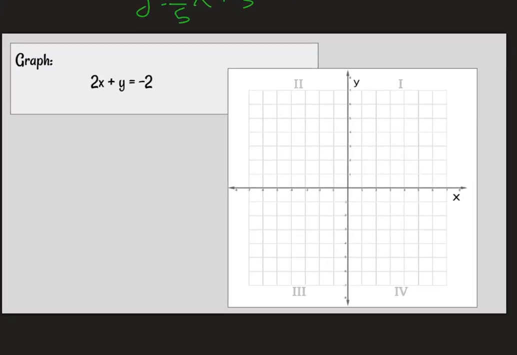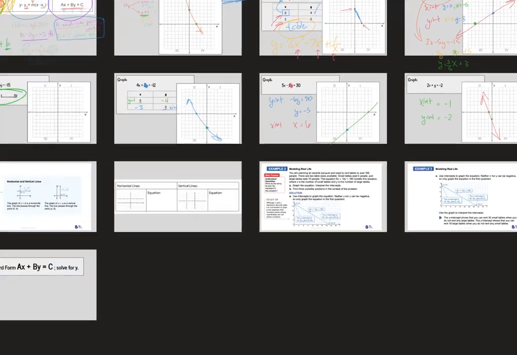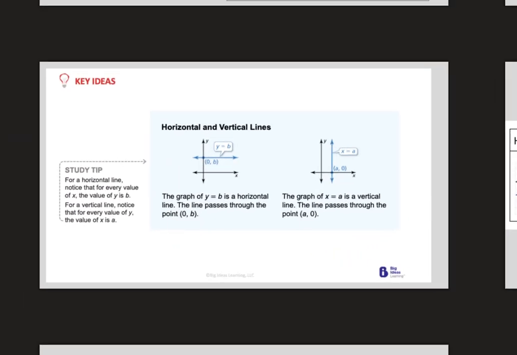One more. X-intercept is when x equals negative 1. Y-intercept, y is negative 2. Boom. That was a really ugly line, but I think you get the idea. There we go. So now, sliding over here, just a reminder.